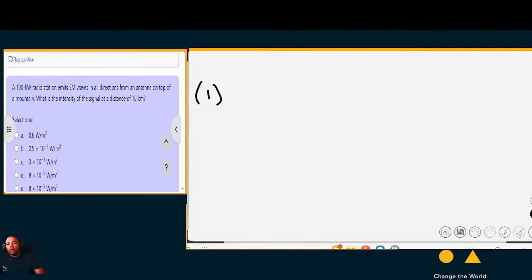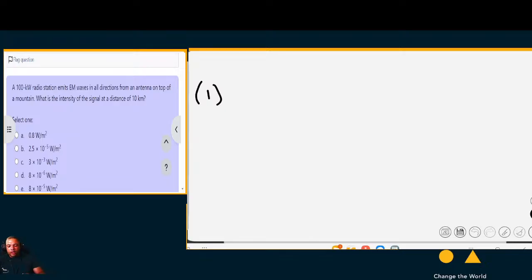We have a 100 kilowatt radio station that emits EM waves in all directions. So in a spherical pattern, perpendicular to every point on a sphere, it is emitting electromagnetic waves in all directions from an antenna on top of a mountain. They are asking what is the intensity of the signal at a distance of 10 kilometers.